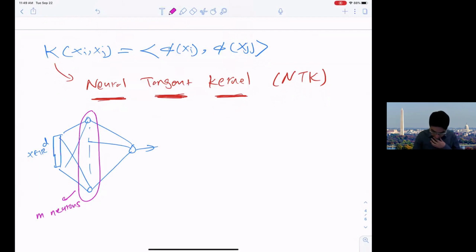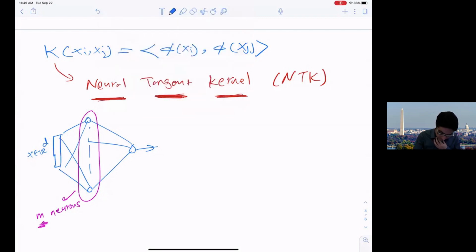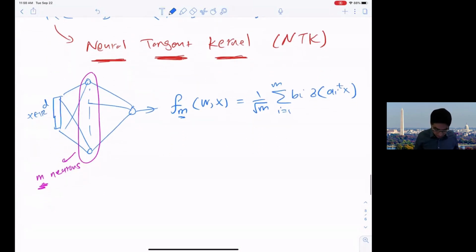So to make the dependence on M explicit, now I'm going to index everything by M. I'm going to say my output is f_{W_M}(x), just to make sure that we have this M as an explicit parameter here. Even my kernel, I'm going to explicitly show the dependence on M. So here it is basically 1 over the square root of M, sum over i from 1 to M of b_i times activation σ(a_i transpose x). So that's the function that we have here. So let's compute the neural tangent kernel for this model.